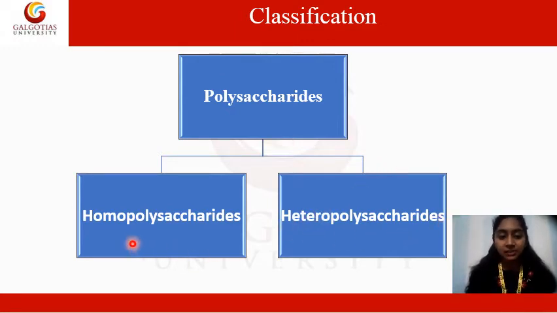So as the name suggests, homo means one and polysaccharides are polysaccharides. So only one type of monomer is present in the whole polysaccharide. It is homopolysaccharide. And hetero means many, means different. So different monomers are present in the whole structure. It is known as heteropolysaccharide.